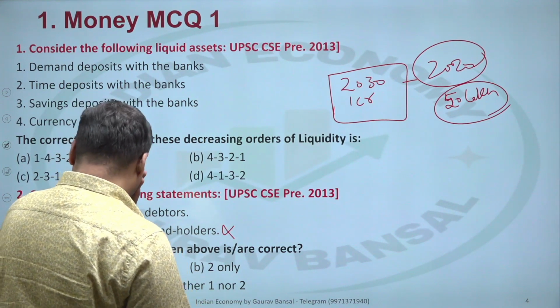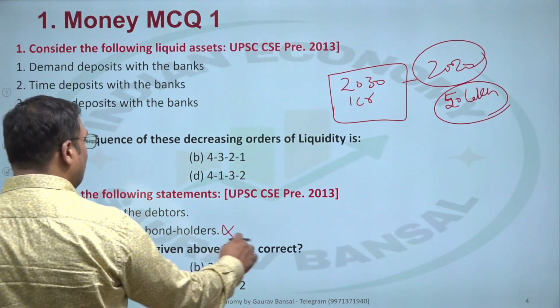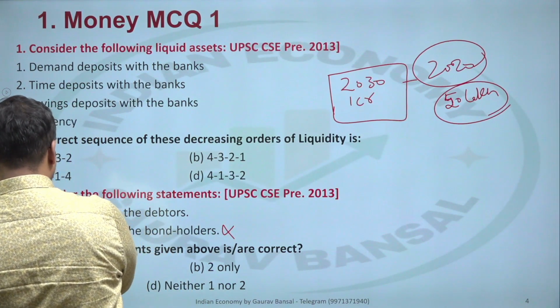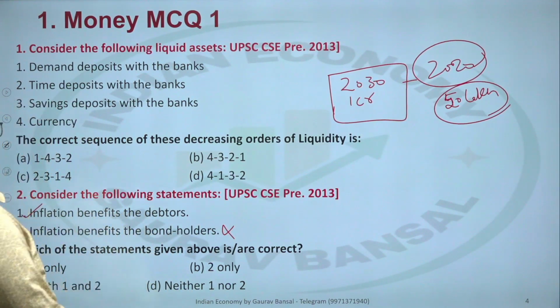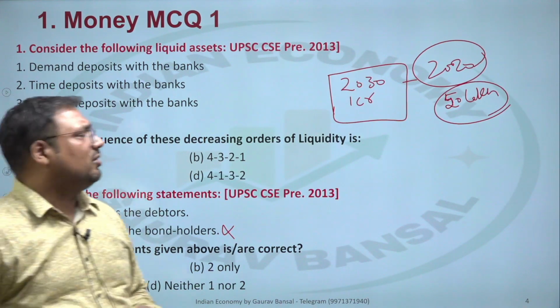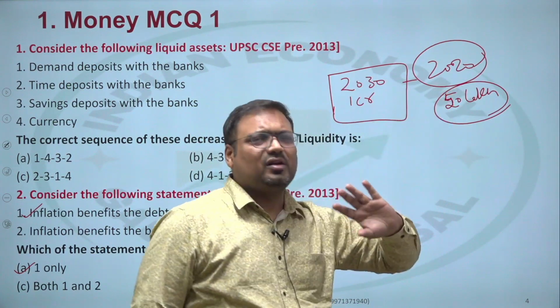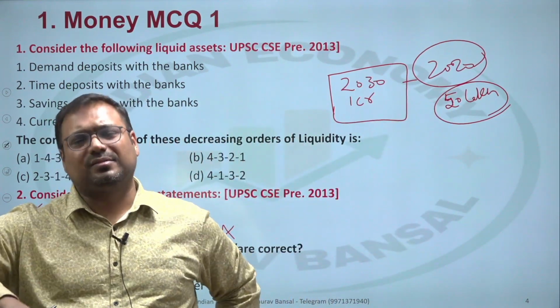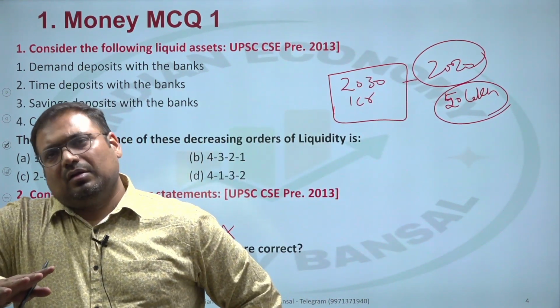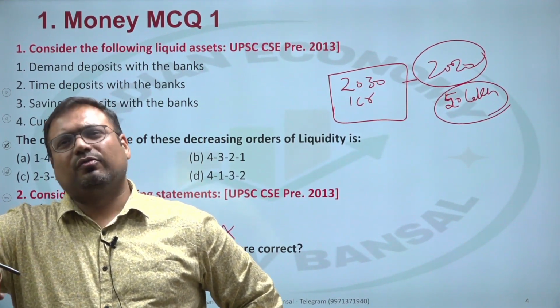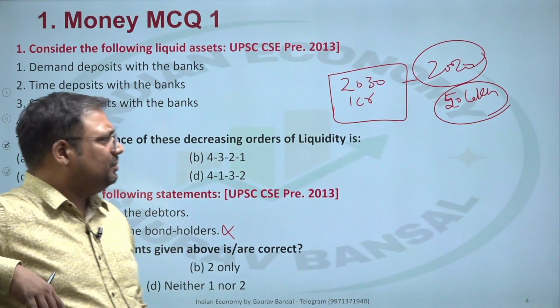So which of the following statements above is or are correct? In this case, only the first is correct. So the answer should be A. Inflation benefits the debtor. And I have explained it much more easily rather than going into the technicalities. Even if you use the bond yield concept, it will work like that only.